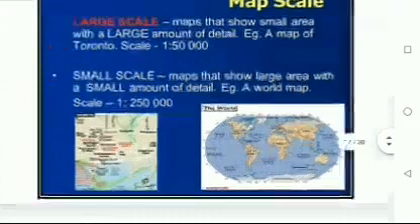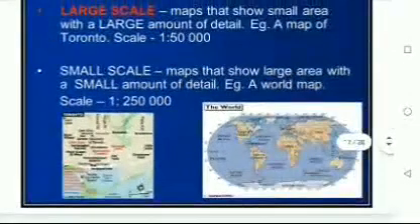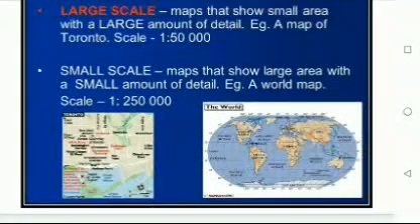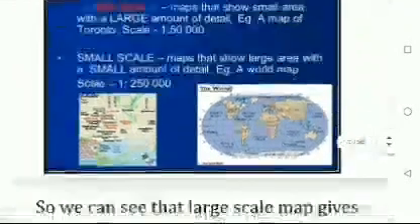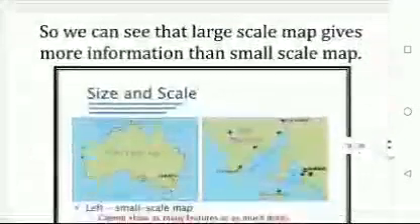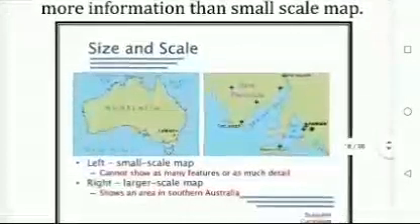So two maps are being given to you. You can see one of Toronto and one of the world. The world map actually shows the small scale view, and the map of Toronto shows you the large scale map. As you can see, the map on the left gives you more detail of Toronto, and the map on the right just gives you the views of the continents present on our earth. So large scale maps give more information than small scale maps.